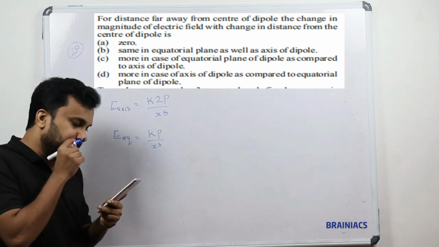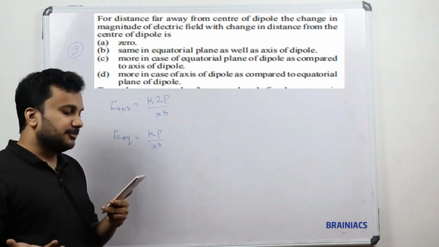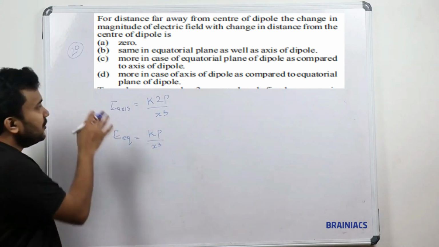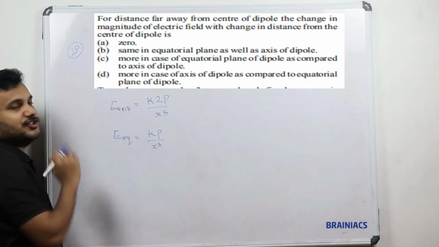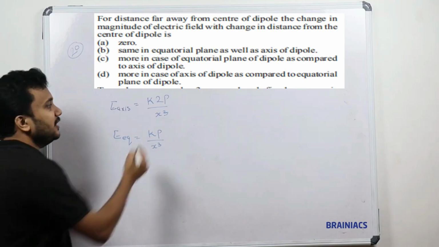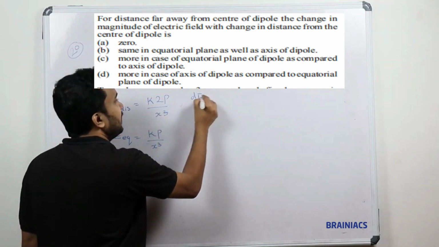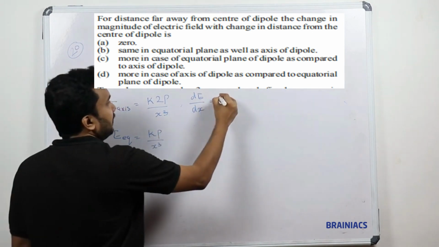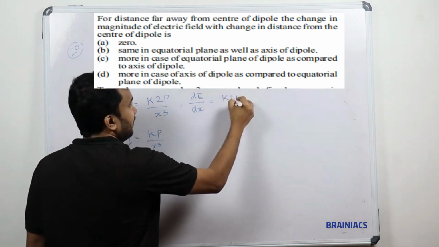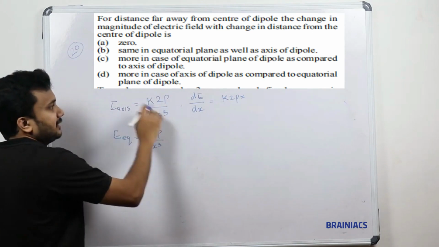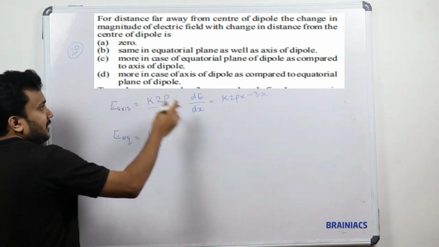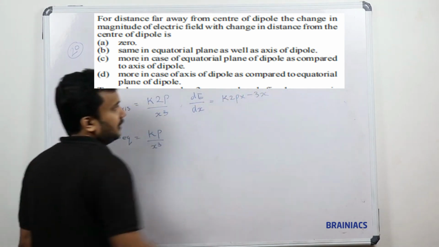But what is the question? For a distance far away from the center of the dipole, the change in magnitude of electric field. Change in magnitude means you have to differentiate this one, that is dE by dx. If you differentiate this, K into 2P is constant. Differentiating x power minus 3, we get minus 3 into x power minus 4.